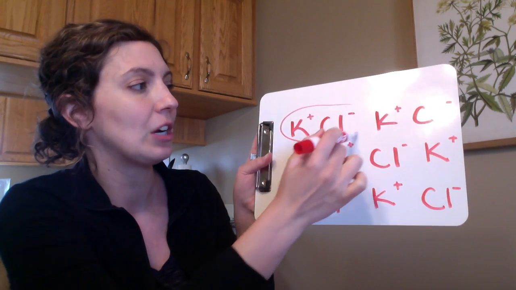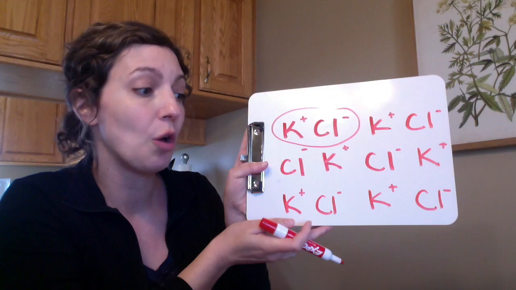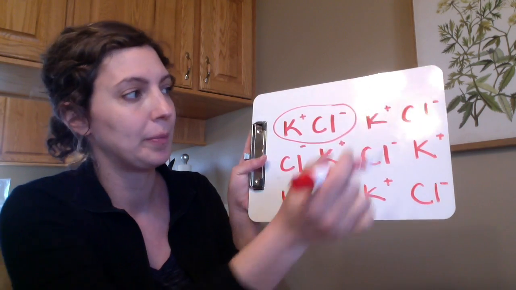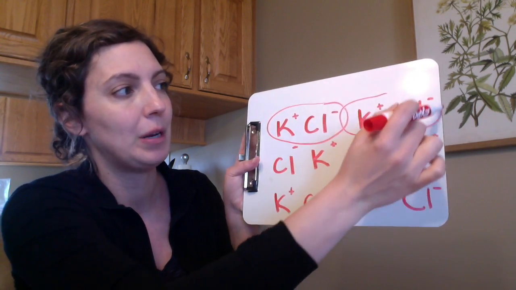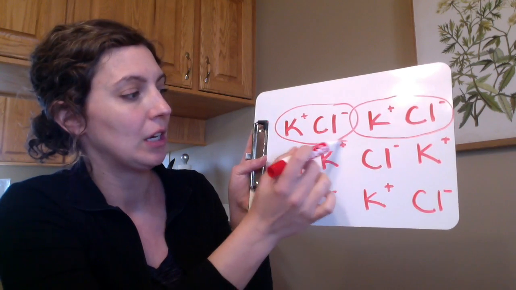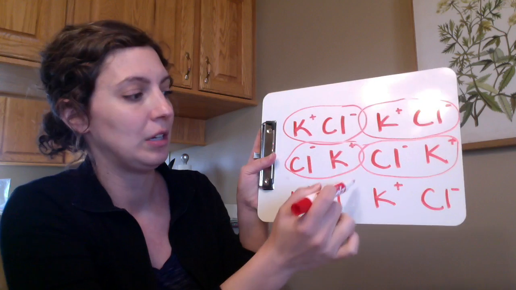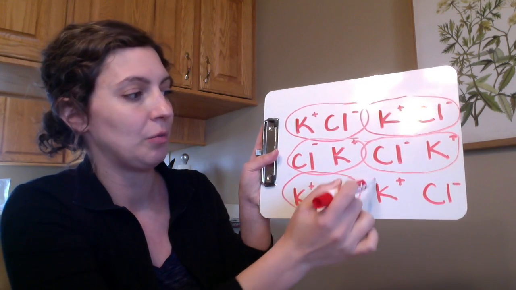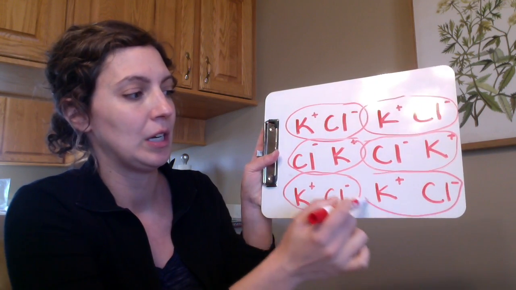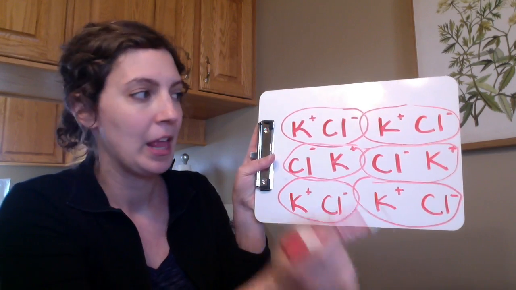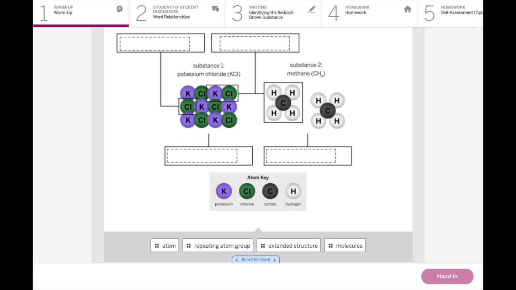But I can look at it, right? And this here is one repeating atom group. And then here we have another repeating atom group, and another repeating atom group, and another one. All right, I hope that helped with your 1.6 warm-up, where you're filling in what is an atom, what is a repeating atom group, what is an extended structure, and what is a molecule.